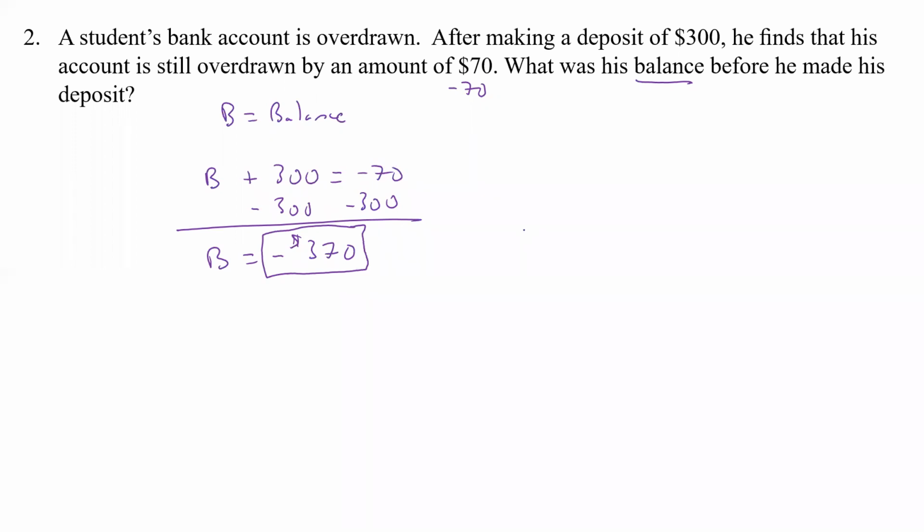Now, does that make sense? Well, let's plug in negative 370 plus 300, and that's supposed to be negative 70. 370 minus 300 is 70, and the larger sign was negative, so negative 70 equals negative 70. That checks out.